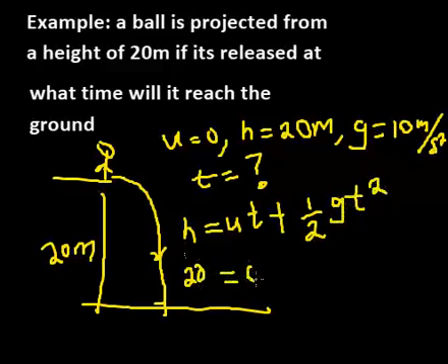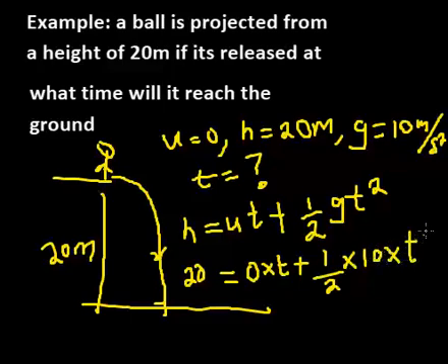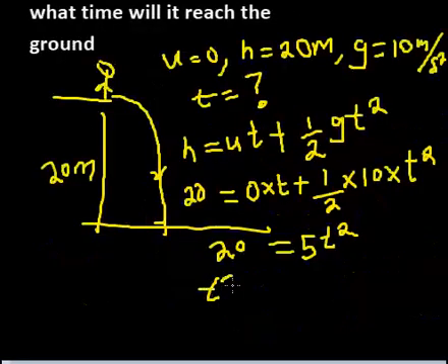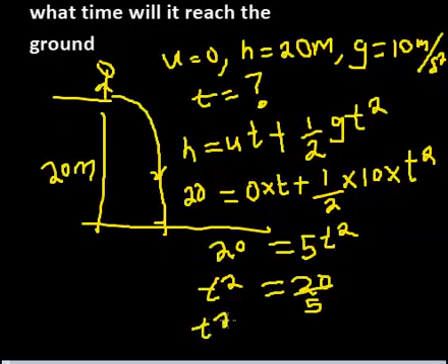u is 0, t is what we are looking for, plus half of g, which of course is 10, times t squared. So this is going to be 20 equals half of 10, which is 5, so 5t squared. All right, so we have t squared equal to 20 all over 5.